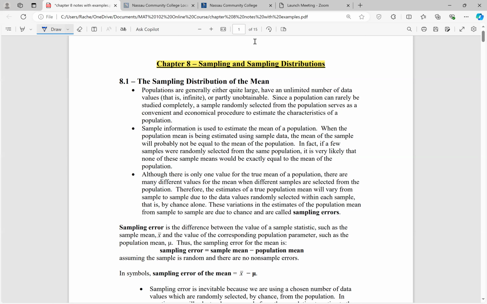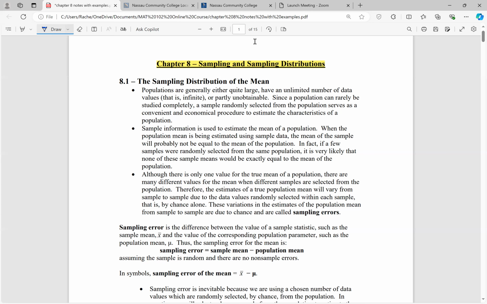And since a population can rarely be studied completely, which we've been saying since chapter 1, right? We have to take a simple random sample. So we use a sample randomly selected from the population, and we're going to use that as a convenient and economical procedure to estimate the characteristics of a population.